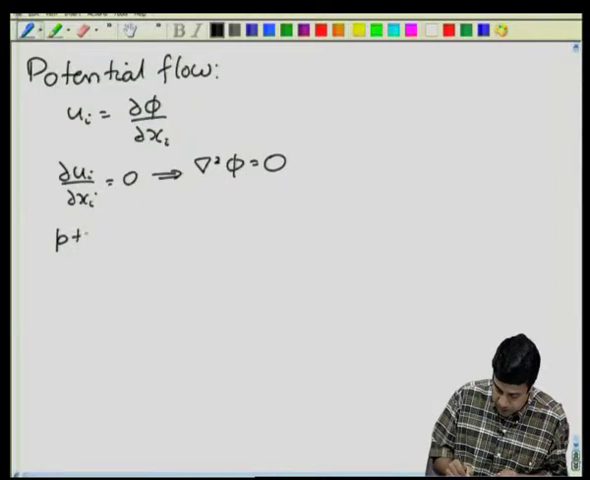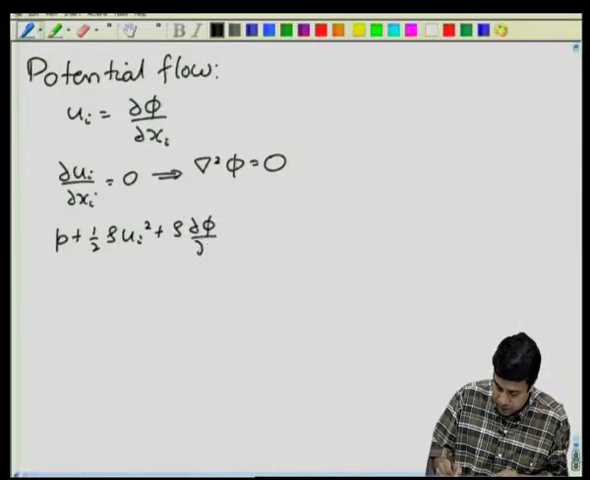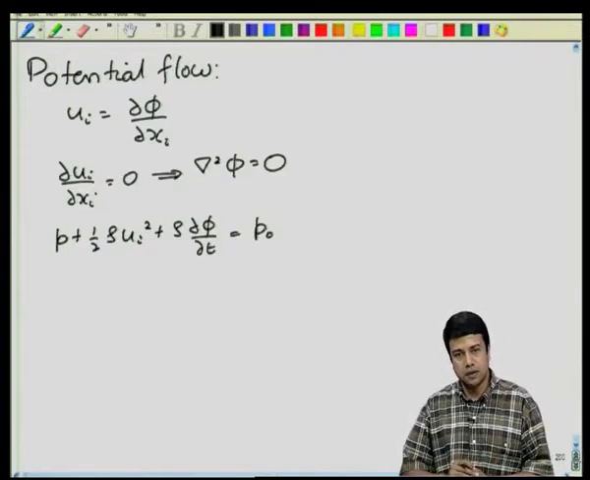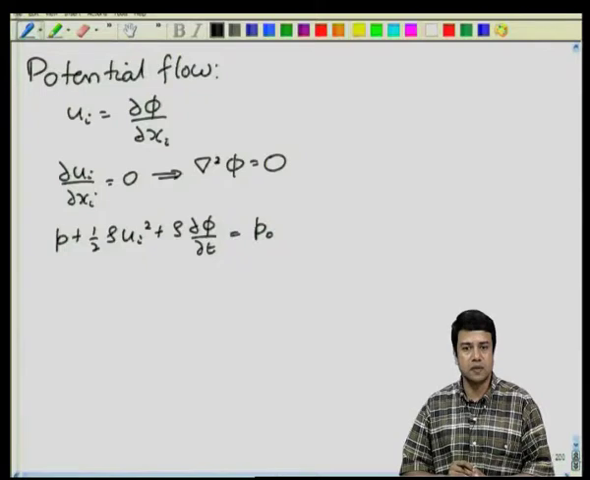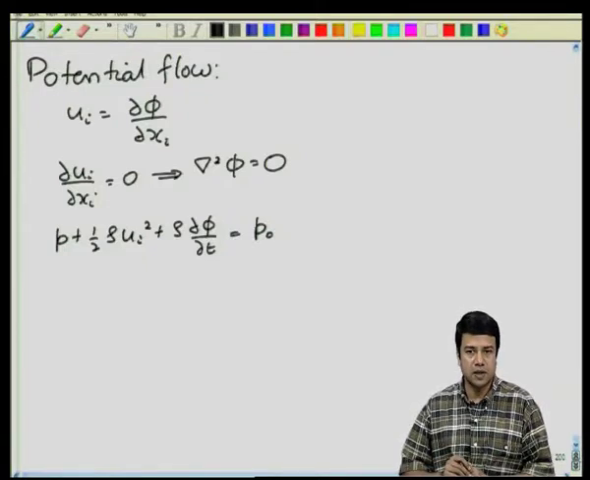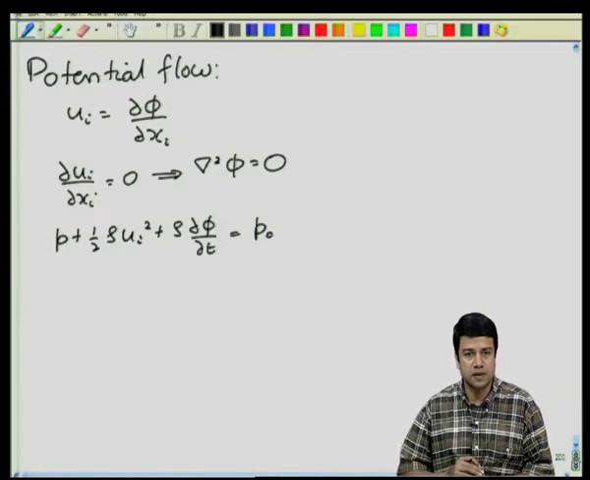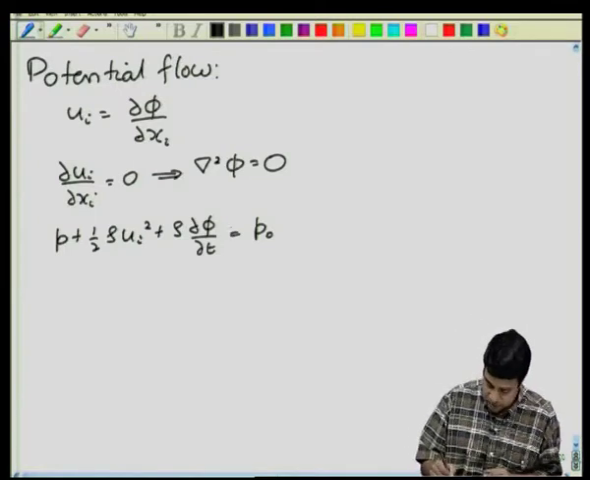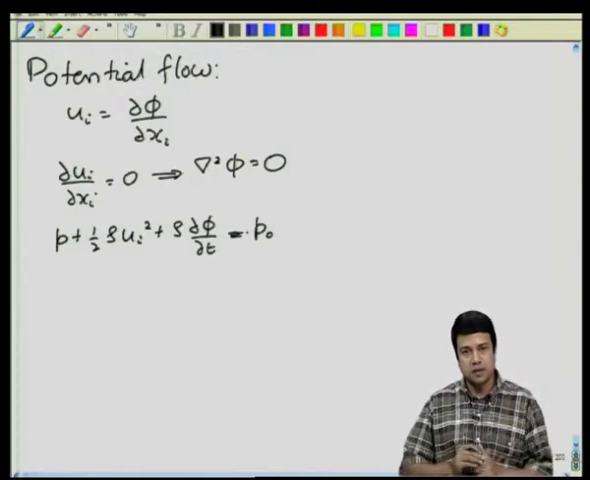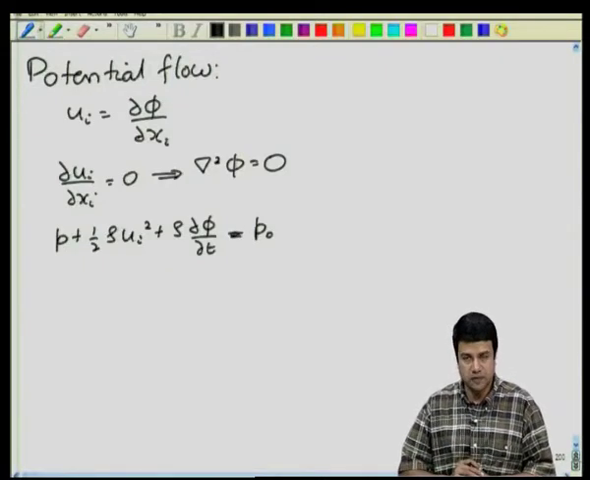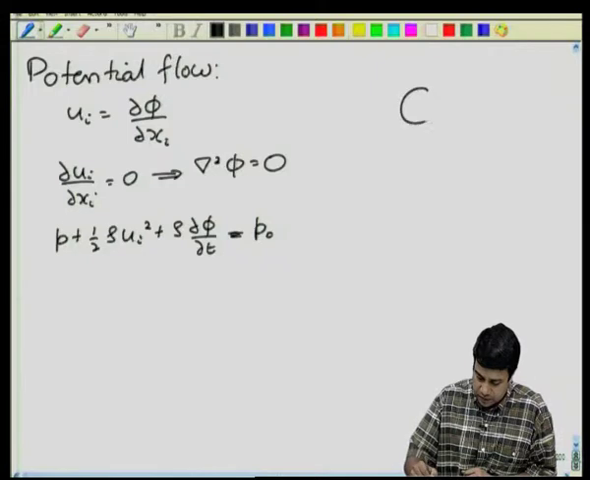P plus half rho ui square plus rho times partial phi by partial t is equal to P naught, in the body force, provided that body force can be expressed as the gradient of the potential, that potential can be incorporated within the pressure itself, as we had shown in the previous lectures. So, using this, we had solved the equations for the flow around a sphere.